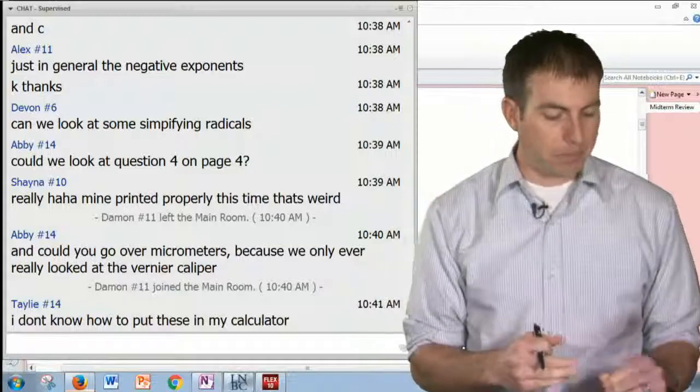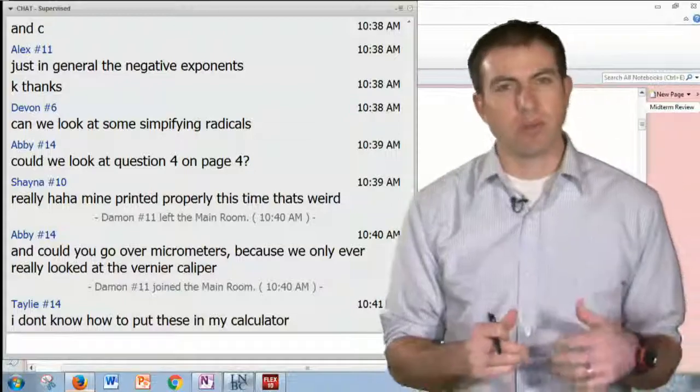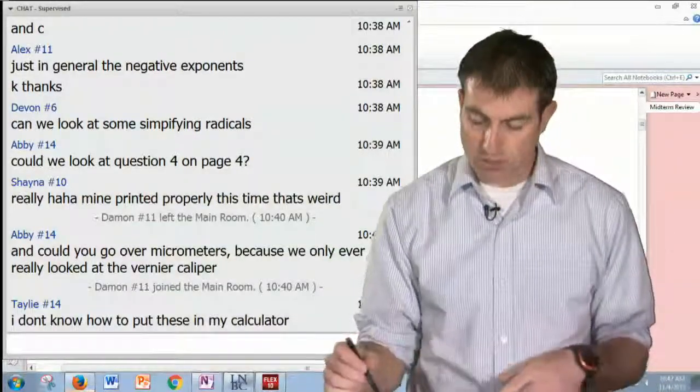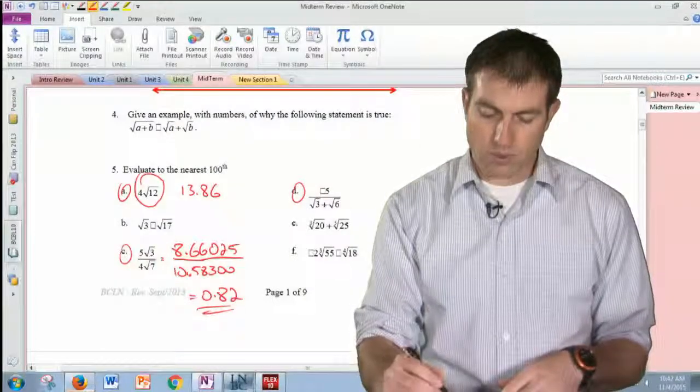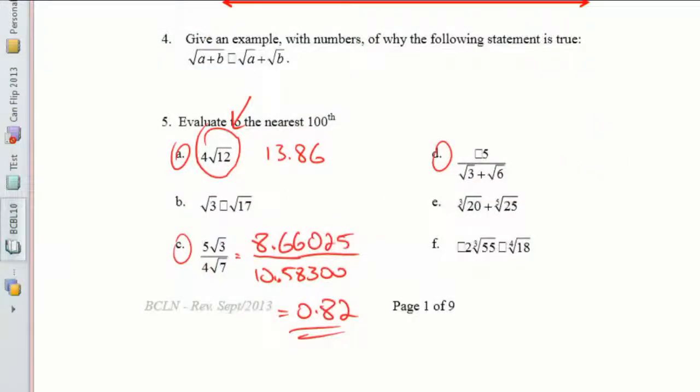Your calculator may be a backwards type calculator where you have to put in, like, if we look at the first example here, 4 root 12. On your calculator, you might have to type 12 and then hit the square root button and then hit the equals button and then hit the multiplication button and then hit the 4 button and see if you get this 13.86.